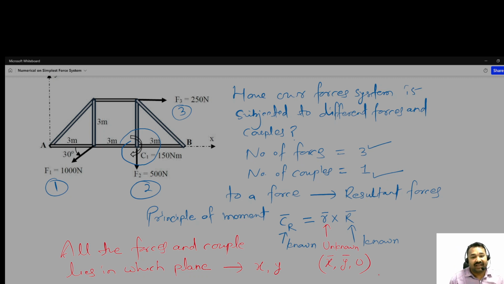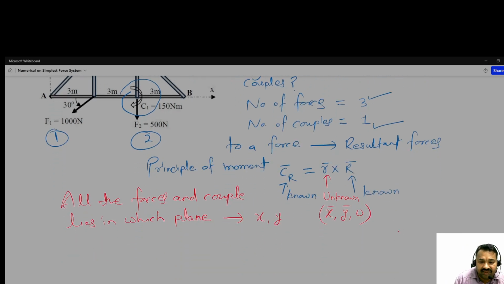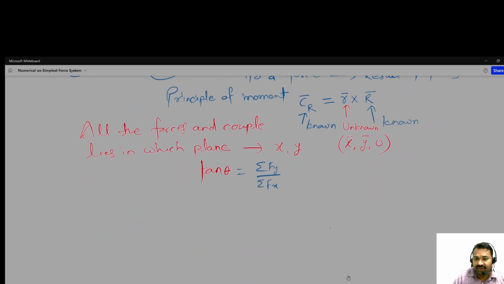Also, we can locate the resultant, meaning we can get the direction from here: tan theta is equal to summation of Fy divided by summation of Fx. Okay. So we are focusing on the principle of moment.